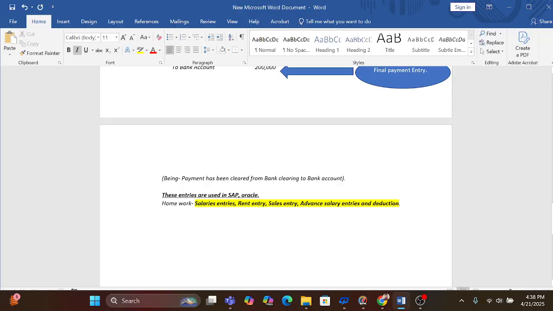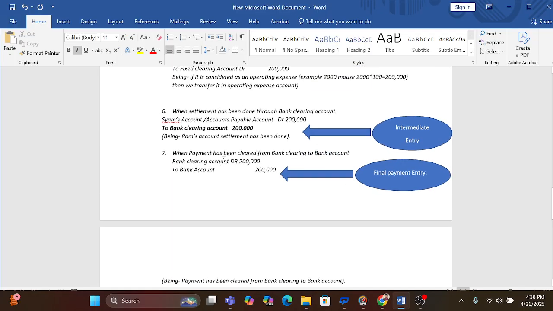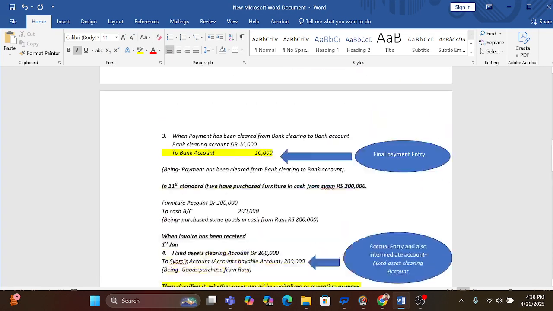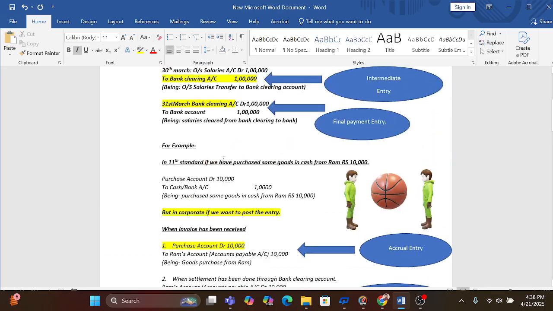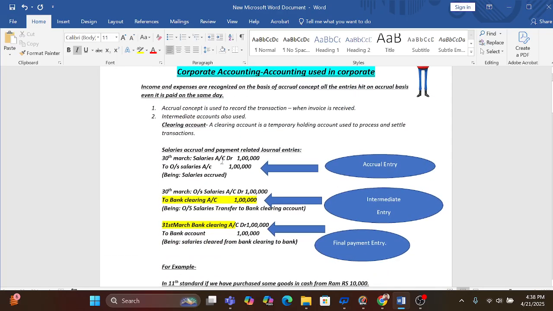These entries are used in SAP, and your homework will be salaries account, rent entry, sales entry, advance salaries entry, and deductions. You need to prepare so that you will easily understand what I am saying to you.